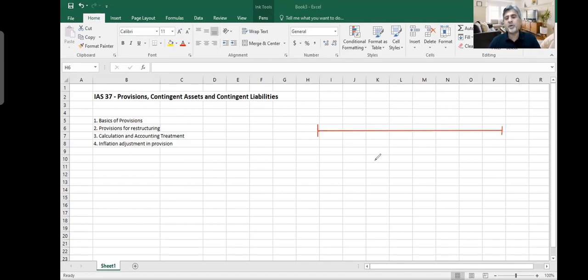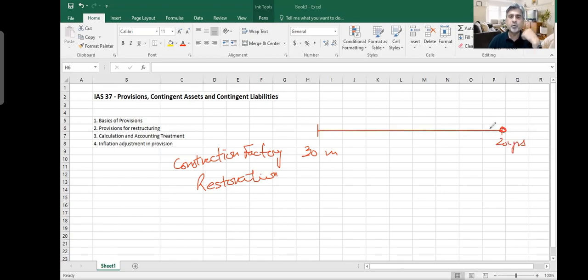So you know that you have an obligation. Let's suppose, as in the previous question, you have a piece of land where you construct a factory. It is a construction project, and you spend something like 30 million on the construction. But then you have an obligation to restore the land to its original condition, a provision for restoration, we call it. So you know that at the end of the 20th year, you will have to demolish everything, remove everything, and bring the land back to its original condition. And the cost of doing that after 20 years is 10 million.